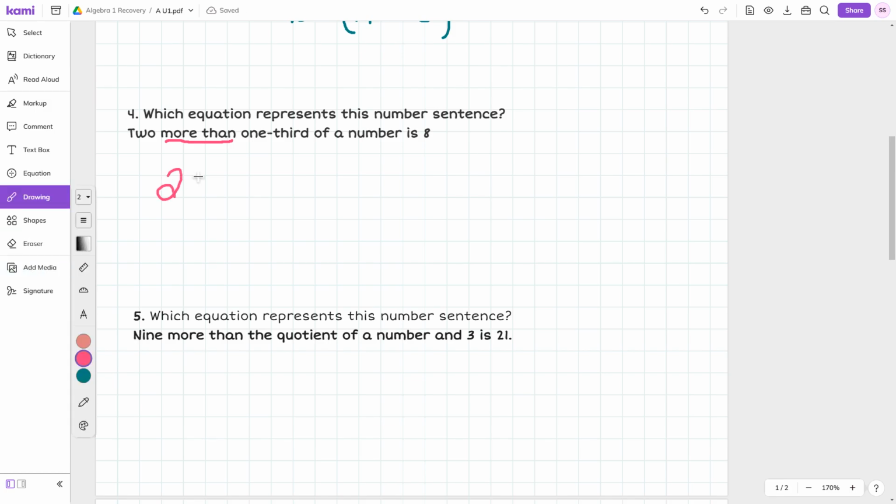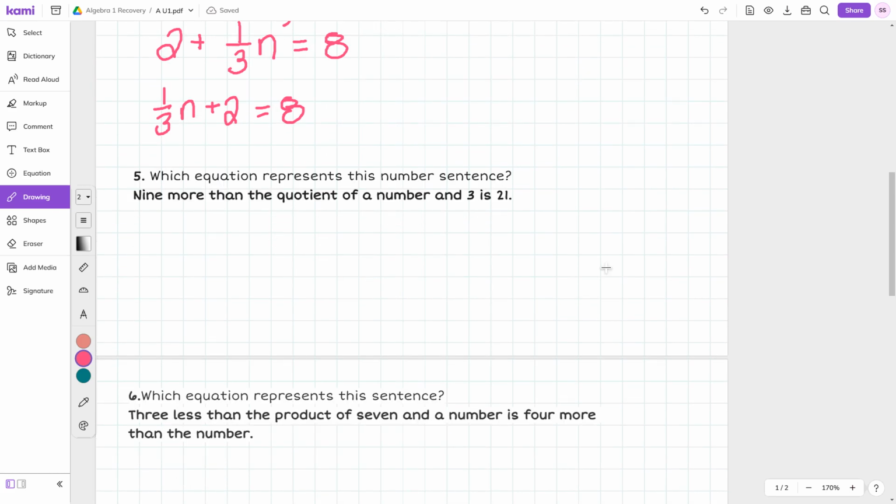2 more than 1/3 of a number. So remember, of is to multiply. Of indicates multiplication. That's 1, your 1/3. And then is your equal sign, is 8. Another way you could write this answer, as I was stating before, you could do the 1/3, the number plus 2 is 8. Okay? Notice there's no parentheses by that one. Okay?